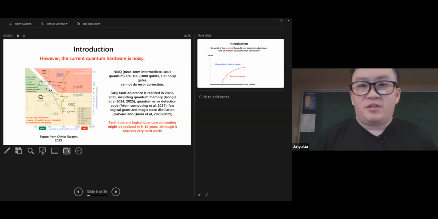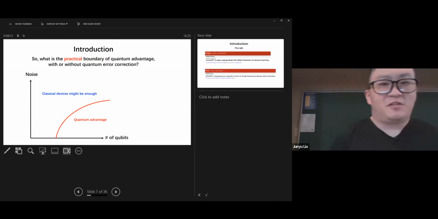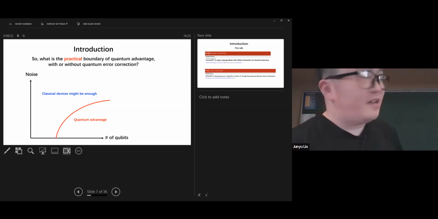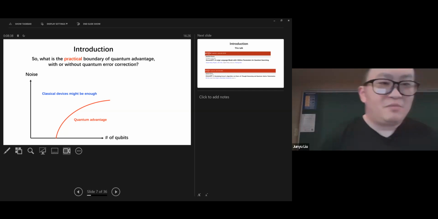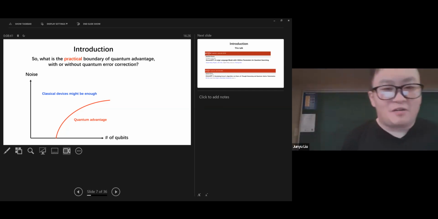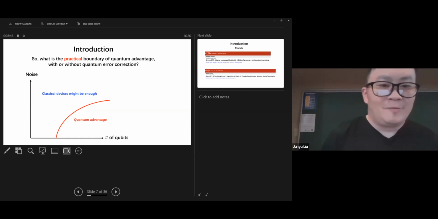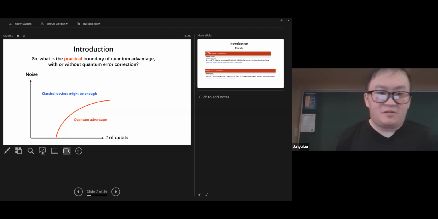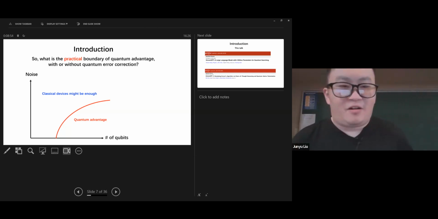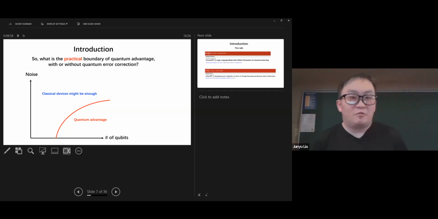Based on this current status, what is the practical boundary of quantum advantage with or without quantum error correction? To study those phenomena of quantum-classical separation, we sometimes draw this brief diagram, where the x-axis is the number of qubits and the y-axis is the noise, and there might be a line separating quantum and classical. We believe that in the regime of a large number of qubits but small noise, perhaps we will have a quantum advantage.